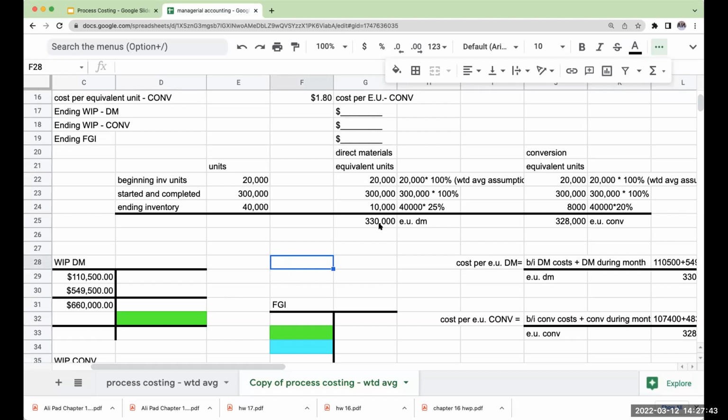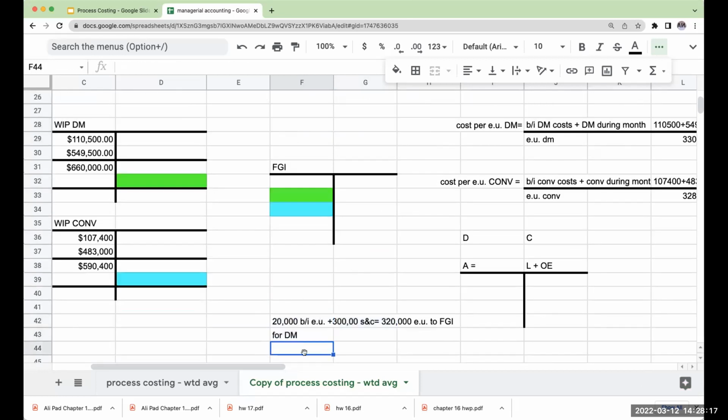Now, if I have 330,000 equivalent units for direct materials and my ending is 10,000, how much did I send over? Well, I sent over 20,000 from the beginning plus 300,000 started and completed. So this is going to be 320,000 units to finished goods inventory for direct materials. Let me just go ahead and move this down here.